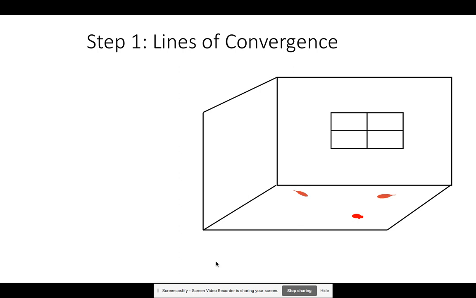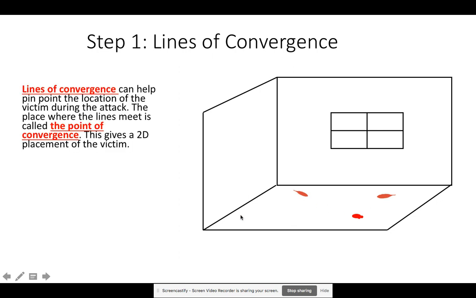So say this is our crime scene and we have 3 blood droplets on the floor. Now, the very first thing is the line of convergence, which can help to pinpoint the location of a victim during the attack. The place where the lines meet is called the point of convergence. That's what I'm going to be calling it from now on.